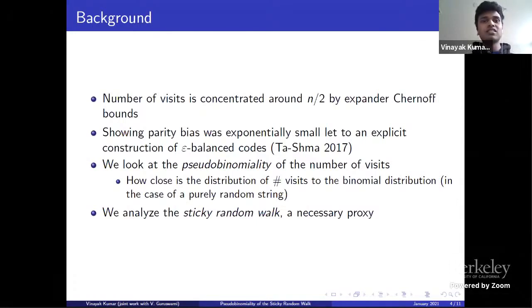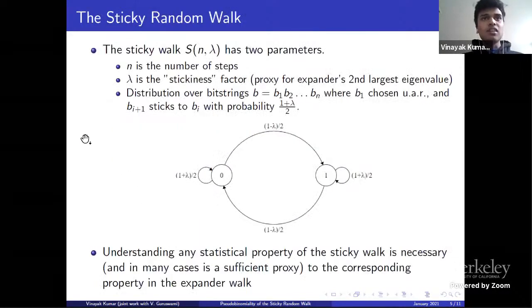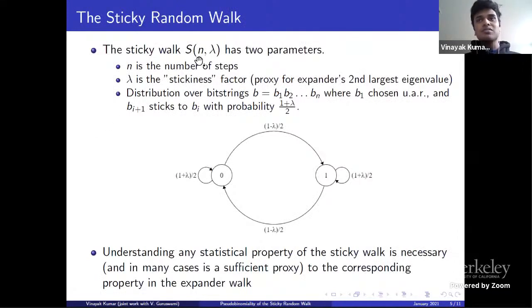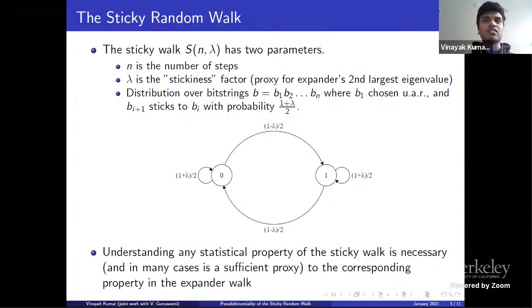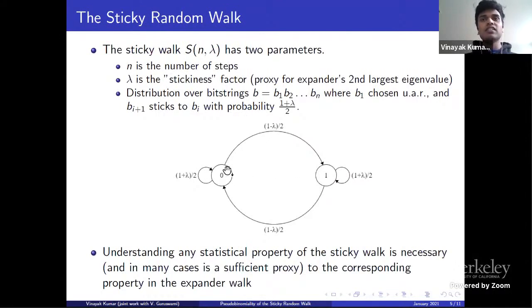We chose the binomial distribution because it's the distribution of the Hamming weight of a uniformly random string. And as a modest step in this direction, we analyze what we call the sticky random walk, which is a necessary proxy towards understanding the general expander walk. So the sticky random walk is the following. We have two parameters. N is the number of steps, and lambda you can think of as the stickiness factor, which will serve as the proxy for the expander's second largest eigenvalue. And the distribution is defined where the first bit is 0 or 1 with equal probability. And then every subsequent bit will stick to the current bit with probability (1 plus lambda)/2, and we'll swap to the other bit with probability (1 minus lambda)/2.